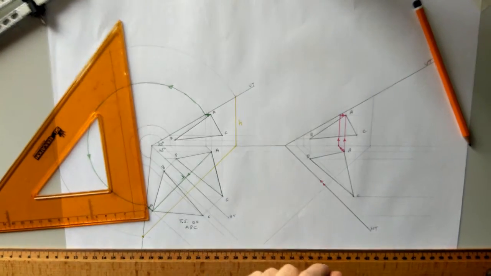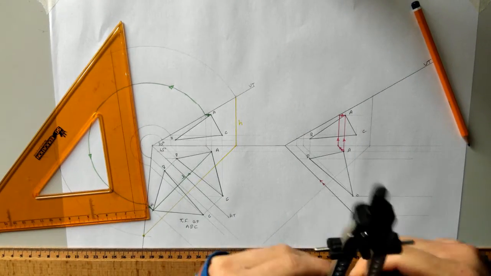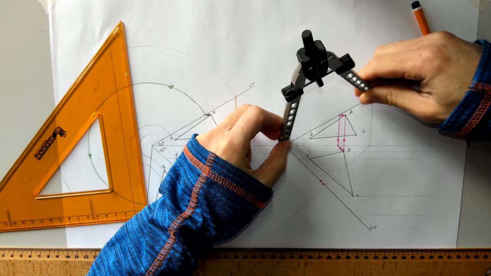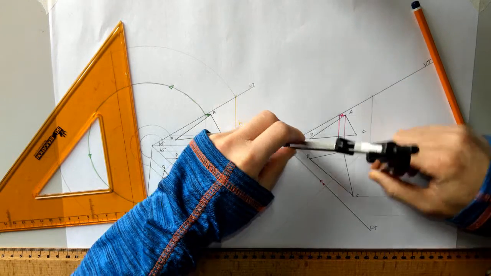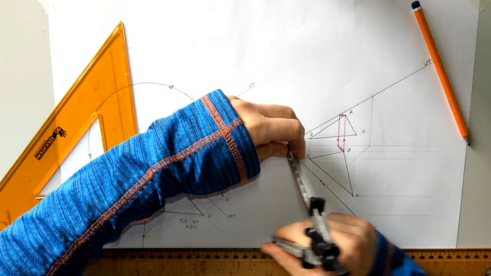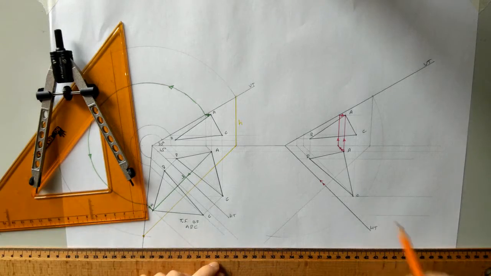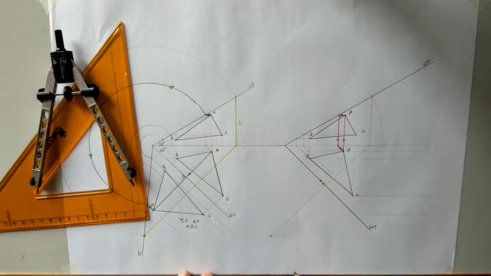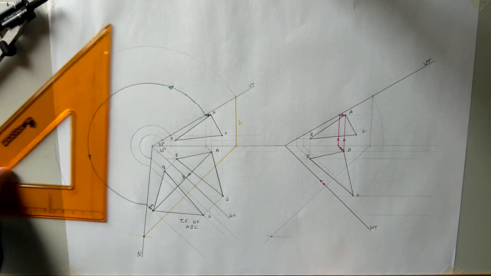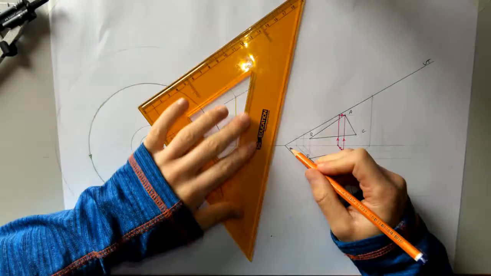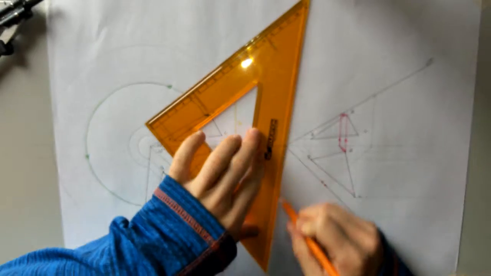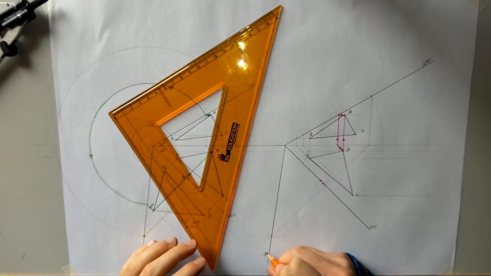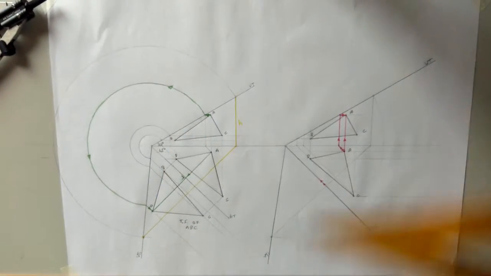And what we do then is we take this distance on our compass, rotate it around this way. So we take our compass and we swing it around this way, and we get a point here. That will also give us our vertical trace. So our vertical trace 1, our new vertical trace line that we're actually drawing.